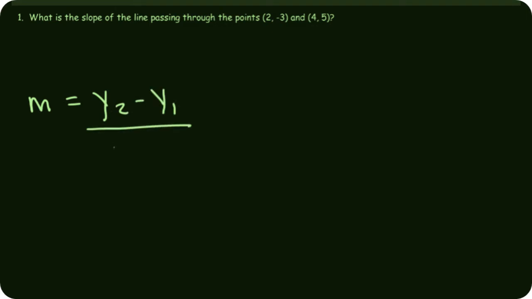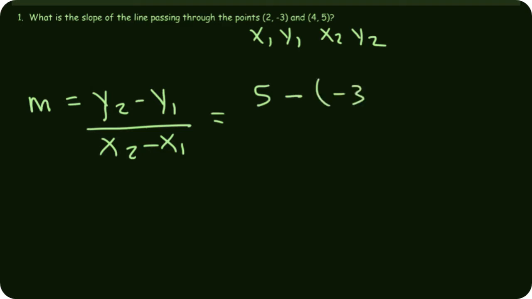It is y2 minus y1 divided by x2 minus x1. The first number is x, the second one is y, so let's call (2, -3) x1, y1, and (4, 5) x2, y2. So y2 in this example is 5, y1 is -3, x2 is 4, and x1 is 2.